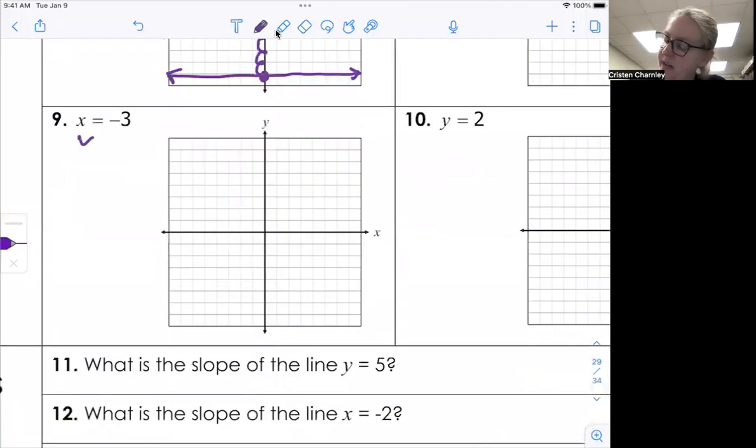Number 9, x equals -3. My x-axis is here. I always start at the origin. 1, 2, 3 to the left. And I go up and down.